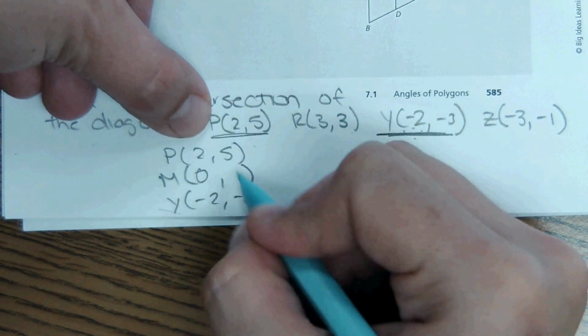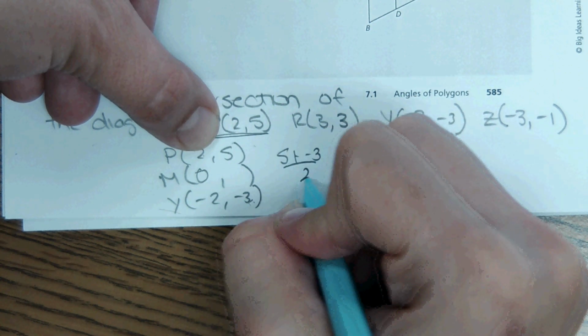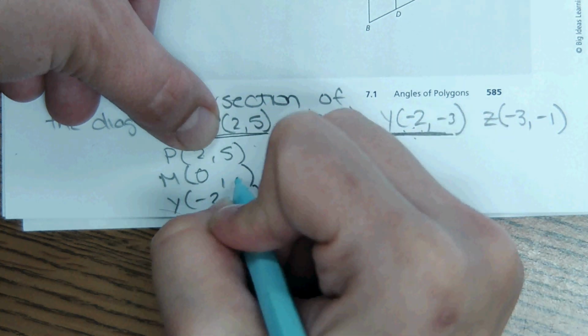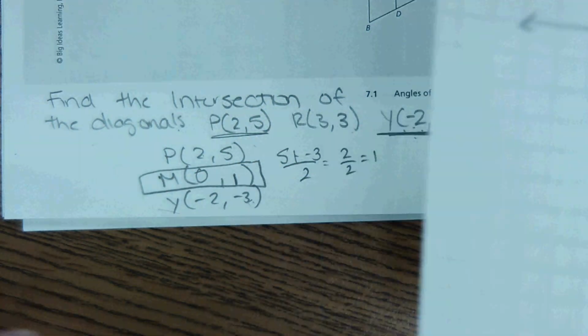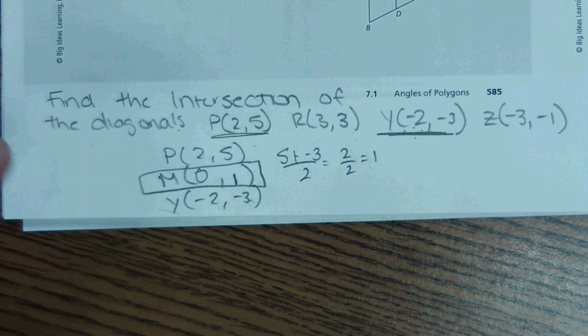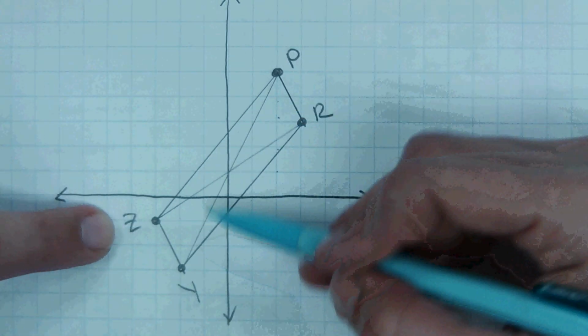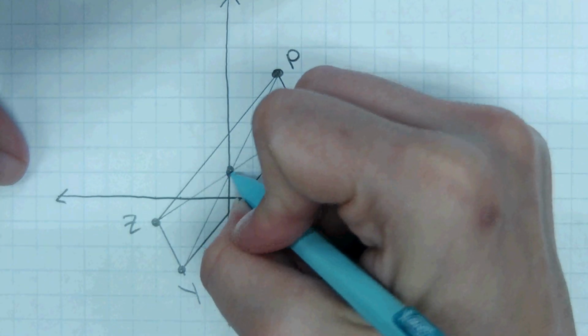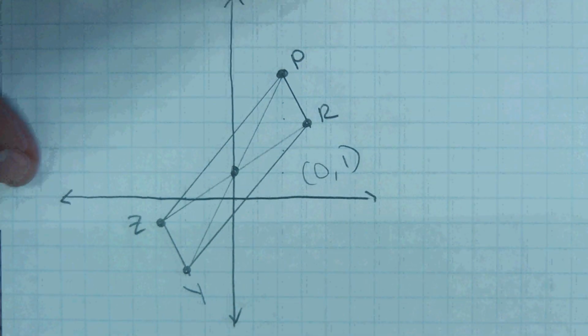So 2 and negative 2 would be 0. 5 and negative 3. If the midpoint doesn't jump out at you, just add those two numbers, divide by 2. Then there's 1. And then that's where the diagonals would intersect. The other way to do it would be to graph the numbers if that's more comfortable for you. I'm going to sketch it out here. I graphed those 4 points, and then you could draw the diagonals, and it lands at that midpoint, 0, 1, which is what we found through math as well.